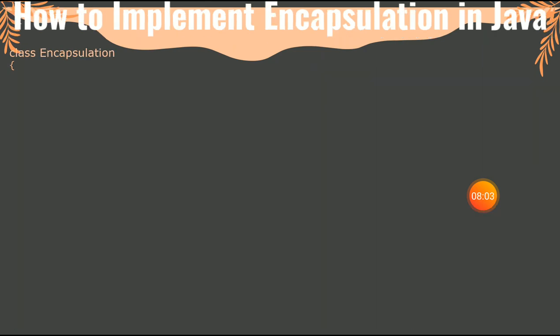How to implement encapsulation in Java? So this is more important. Let me write one code for you. Class Encapsulation, with two variables: private int employeeID and private String employeeName. So two variables are declared, and both are private.